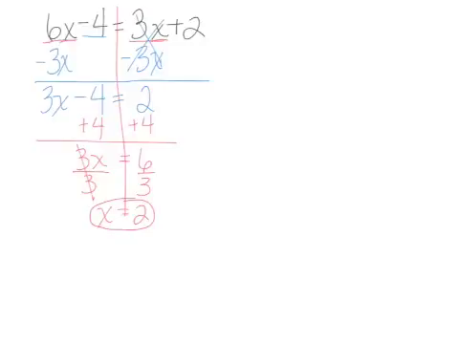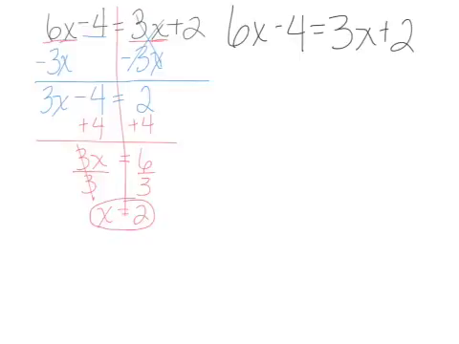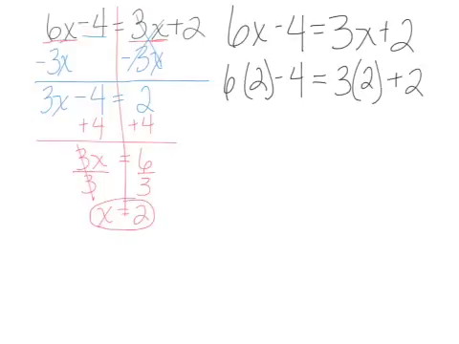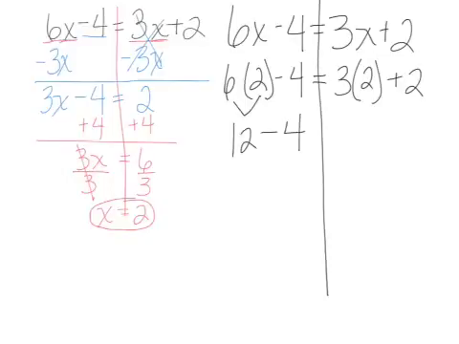I'm going to just copy this original equation down. And again, just like normal, we plug in that 2 where the x is. So it'd be 6 times 2 minus 4, and we're going to say if that's equal to 3 times 2 plus 2. So 6 times 2 is 12. I'm going to still draw this line. And then we have 12 minus 4 is 8.